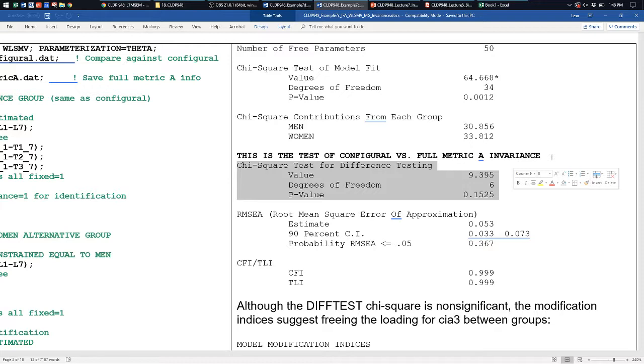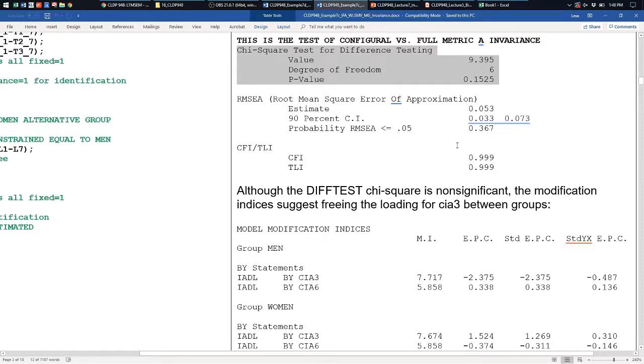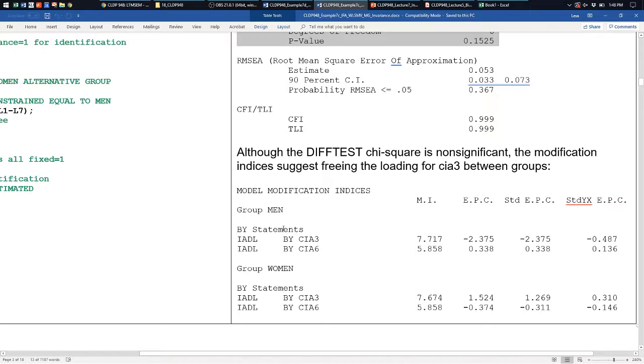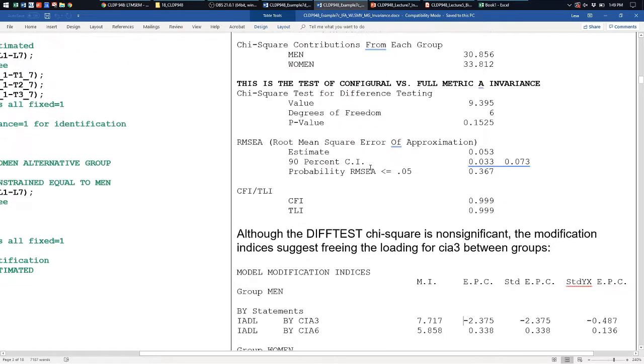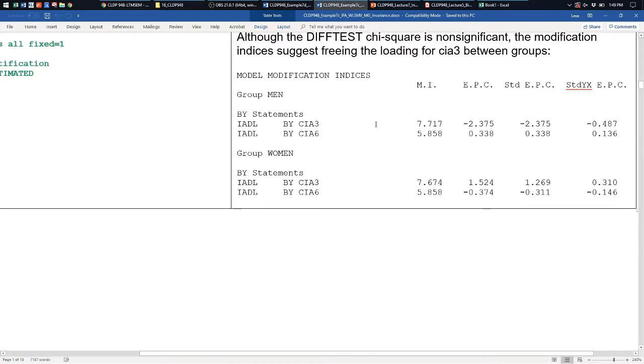Chi-square is 9, p-value is non-significant. Looks like it should be okay, but I'm testing 6 things at the same time, so I want to make sure that there's not any local problems that I would be overlooking. And sure enough, if I go down to the modification indices, they suggest that item 3 wants to have a different loading for men than it does for women. And the chi-square would improve by this much if I let that be the case. That also conforms to what we saw up here. Item 3 looks very different than the others. So I let that happen.